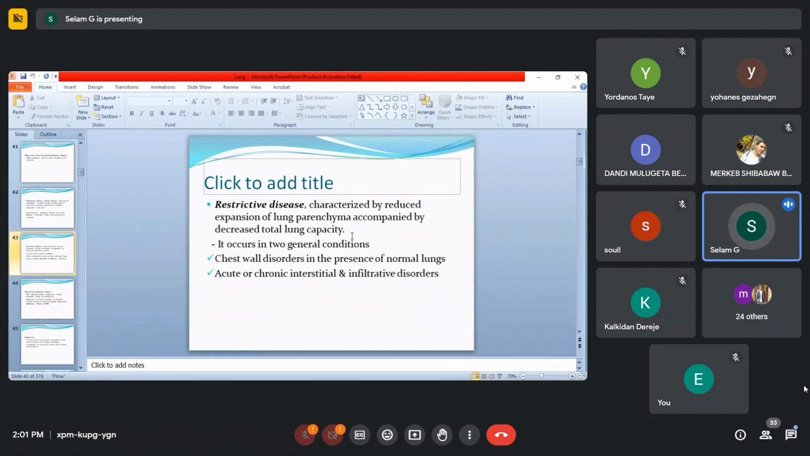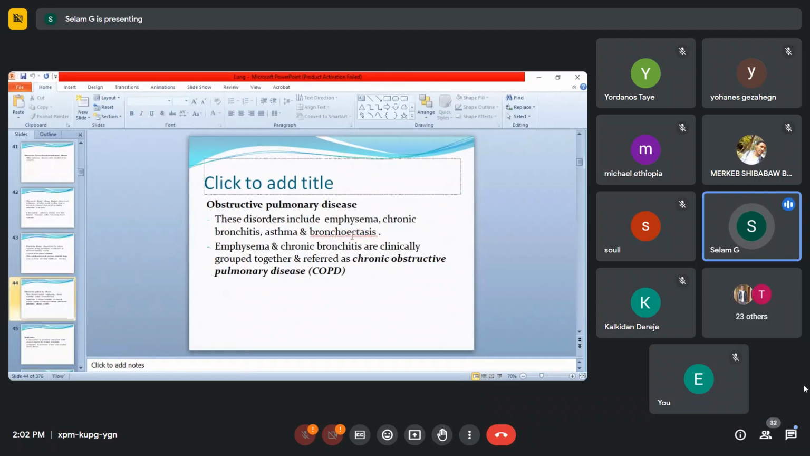Restrictive diseases occur in two general conditions. Either the lung is not expanding due to chest wall disorders in the presence of normal lung, or acute or chronic interstitial or infiltrative disorders, making the lung hard itself. So a person with a chest wall deformity like scoliosis or deformed chest may have a normal lung, but even if the lung wants to expand, the physical barrier of the chest wall is holding it not to expand. Or the lung itself has a parenchymal lesion leading to contracture of itself.